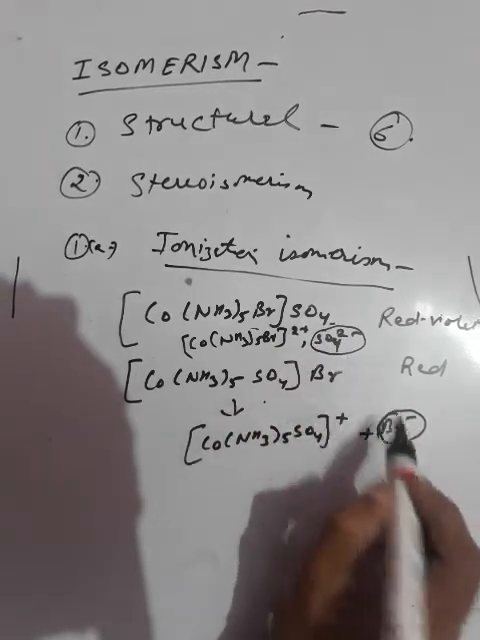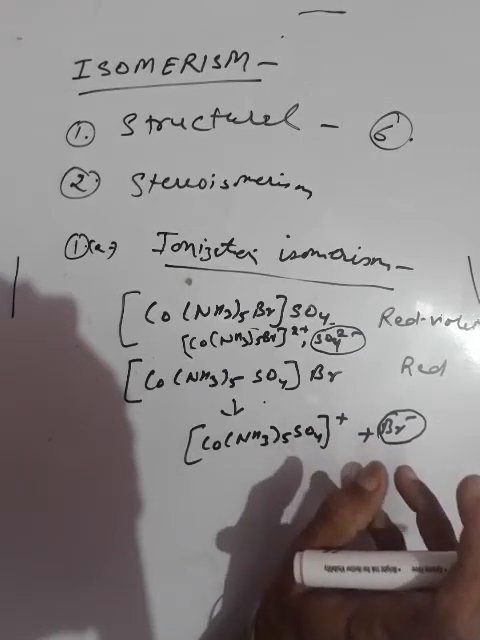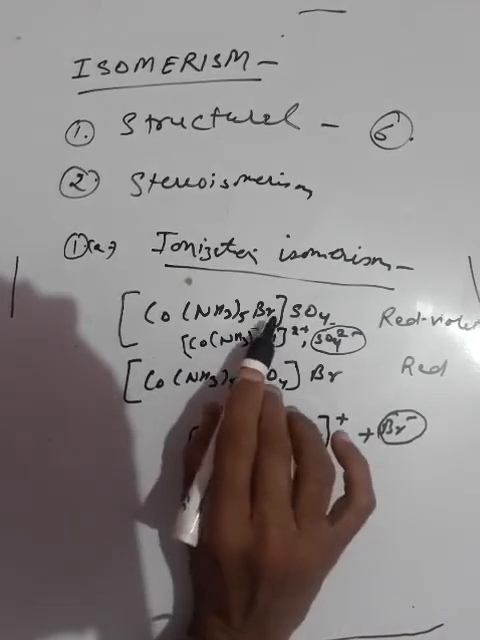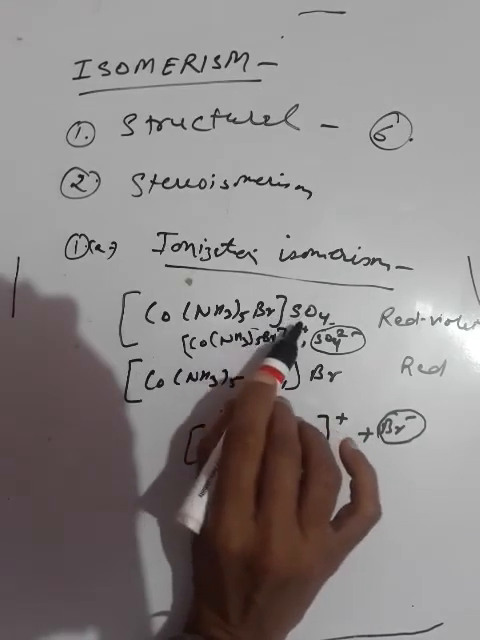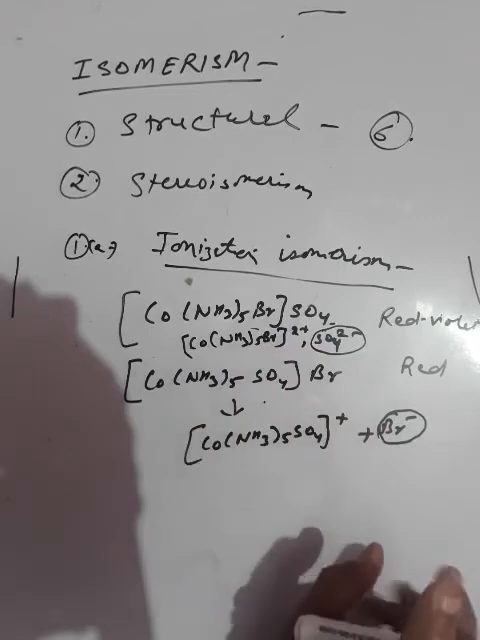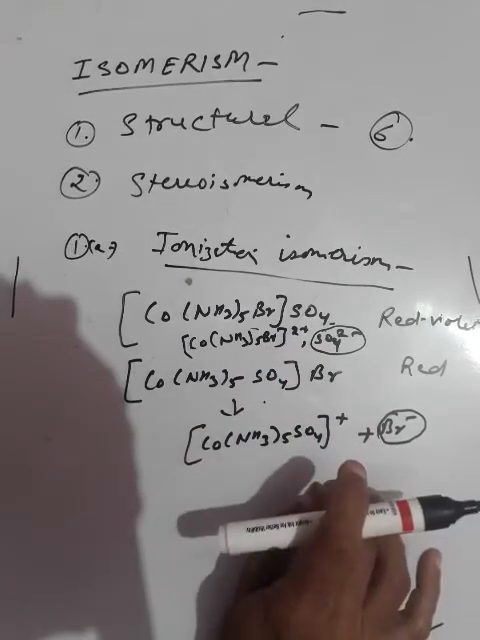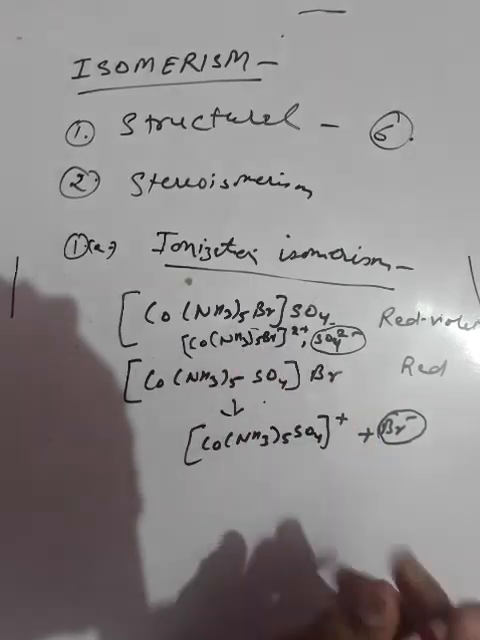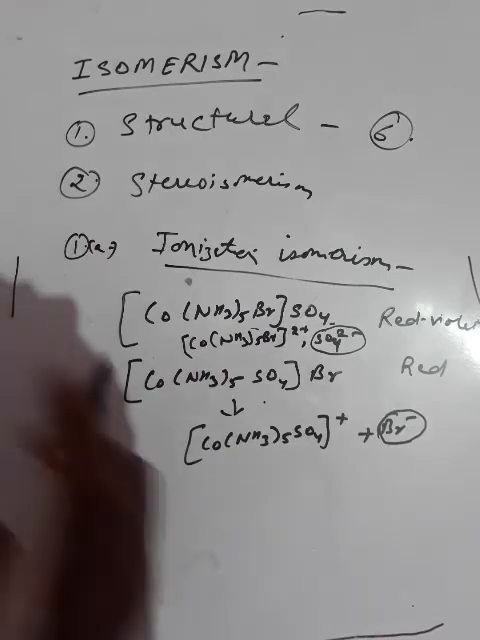So these types of compounds which have different atoms or groups inside and outside the coordination sphere, but have the same molecular formula, will be covered under ionization isomerism. So this is the example of ionization isomerism.